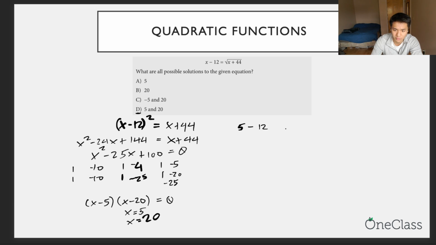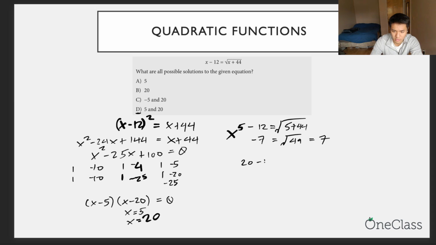So 5 minus 12 is equal to the square root of 5 plus 44, and that's negative 7 is equal to the square root of 49 equal to 7. Negative 7 equals 7? Well, we know that's not the case. Therefore, 5 actually does not work as a solution in our original equation. So let's try our other root.